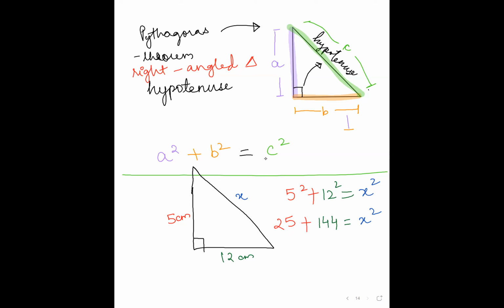169. Very good, 169. So what does that mean? X squared is equal to 169. So can you tell me which number multiplied by which number? Or you can say which number's square is 169?